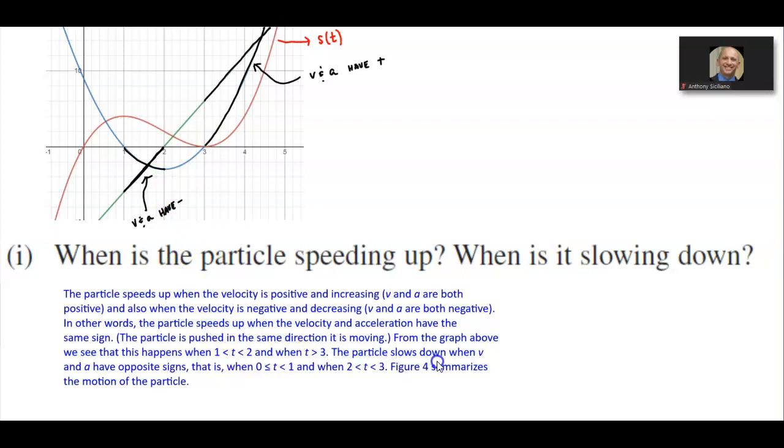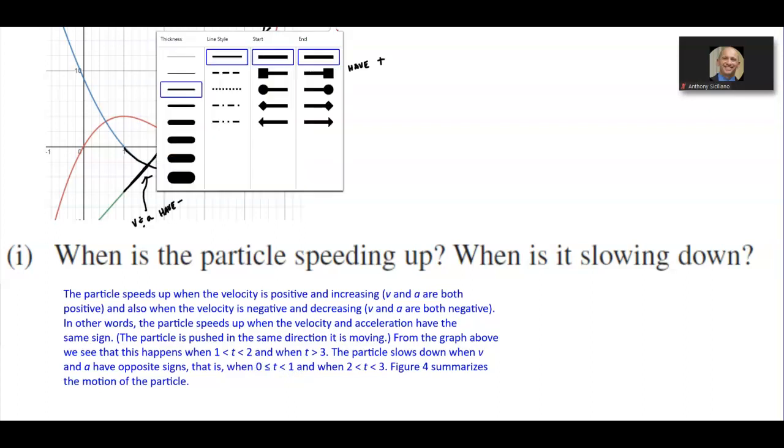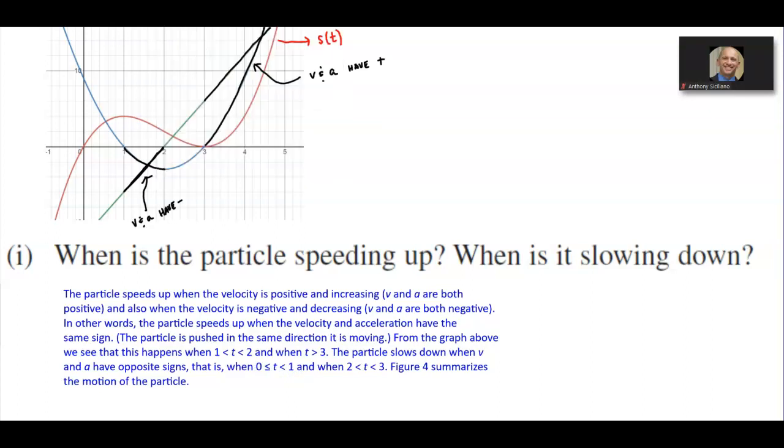Okay, now the particle slows down when the velocity and acceleration have opposite signs. That is, when t is in between 0 and 1. So let's take a look here. So in between 0 and 1, let's take a look at the velocity function. Well, the velocity function here in between 0 and 1 is positive. And then over here, the acceleration function is negative. So we know it's slowing down there.